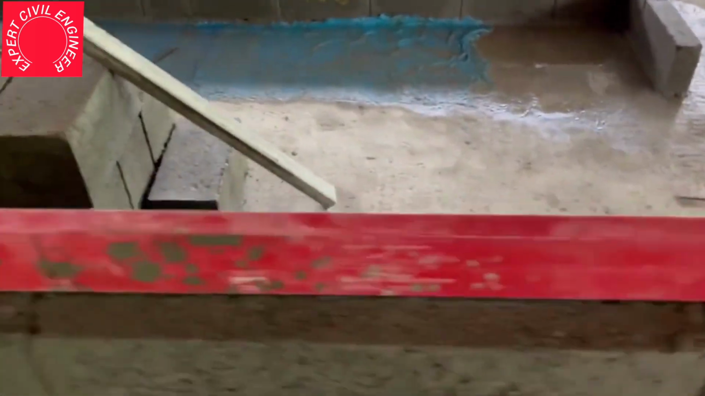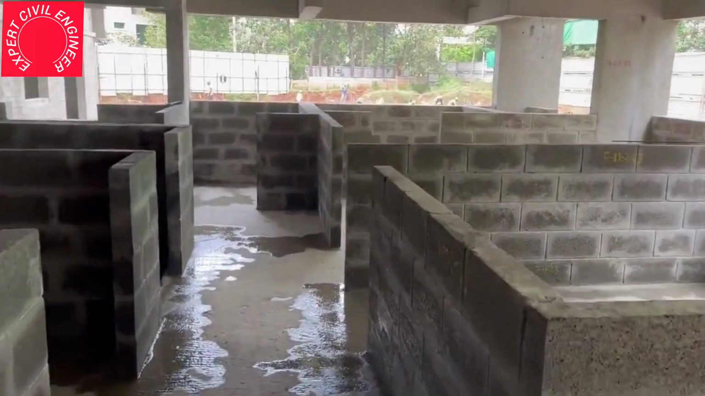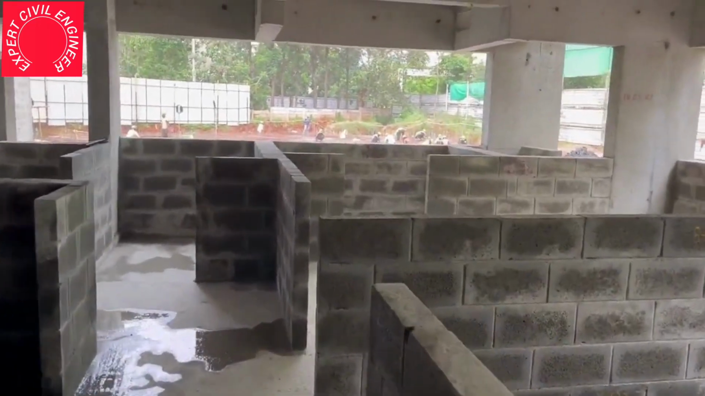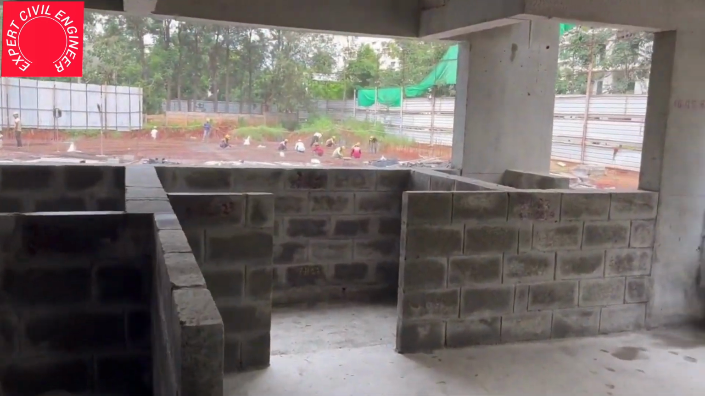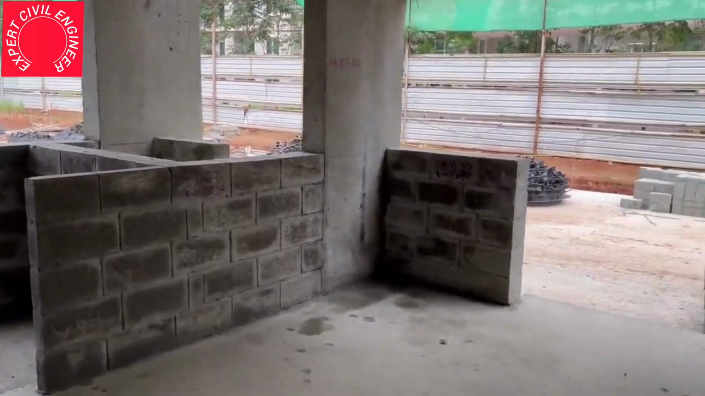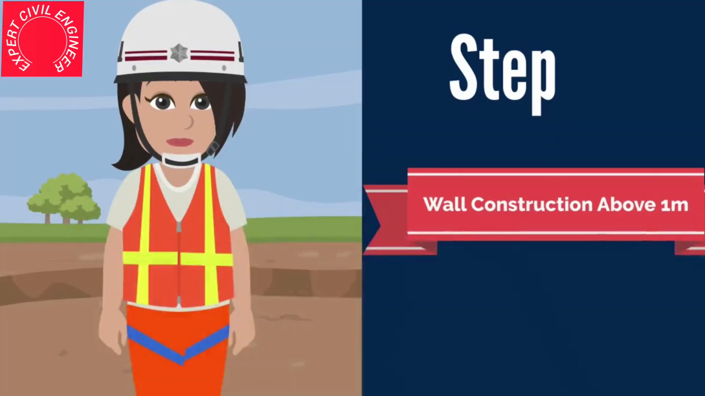Upon completion of each blockwork course, rigorous verification of the top surface's levelness is mandatory. Utilize a 1 meter spirit level to ensure consistent and accurate horizontal alignment. In the next segment we are going to learn about how block construction happens above 1 meter.